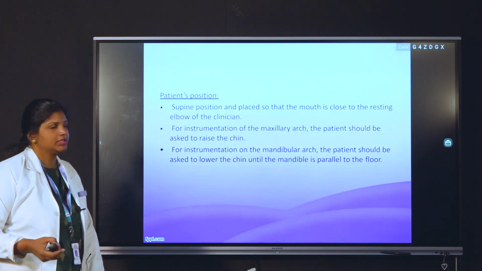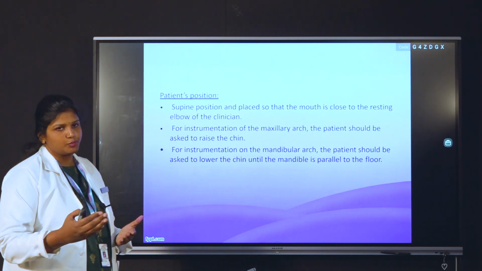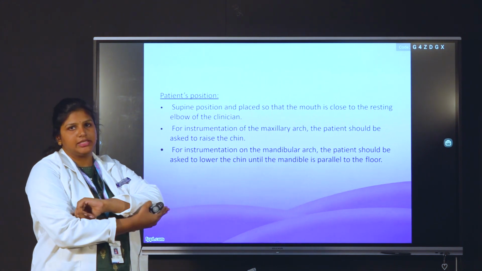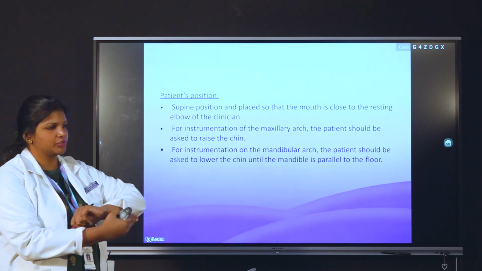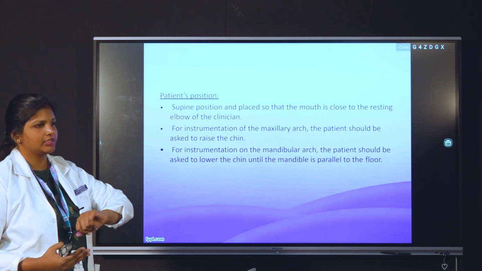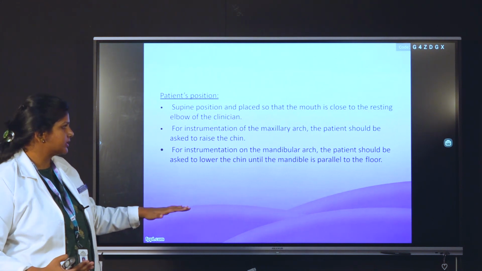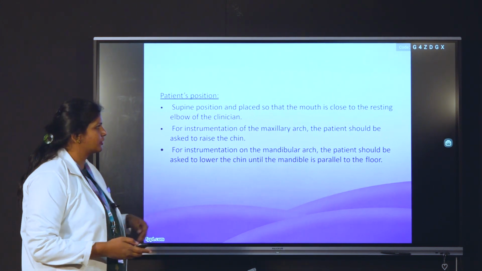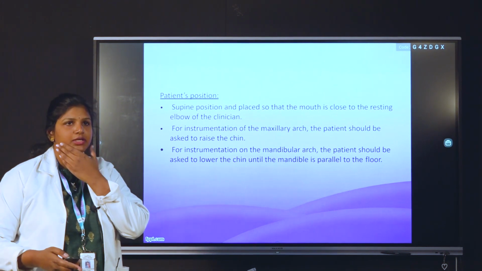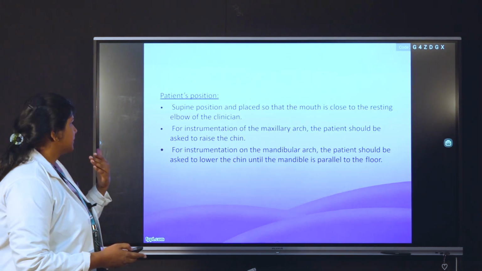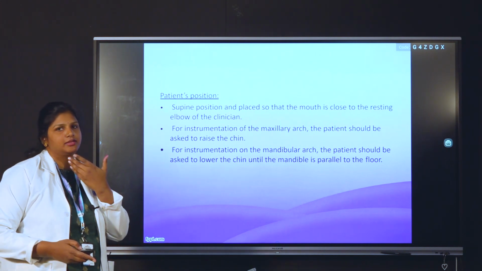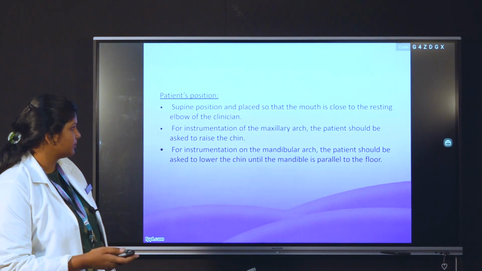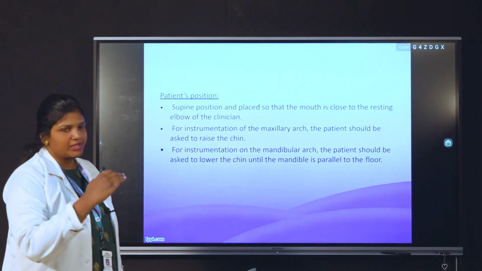Coming to the patient's position, the patient should be in a supine position, and the mouth should be close to the resting elbow of the clinician. So at the elbow position, when the clinician is sitting on the dental stool, the patient's mouth should be at the level of the elbow. For instrumentation of the maxillary arch, the patient should be asked to raise the chin, and for instrumentation of the mandibular arch, the chin should be parallel to the floor.